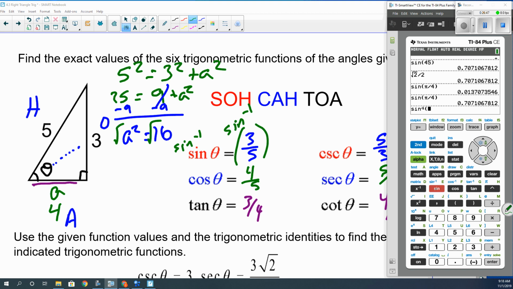So then if I went second and then hit the sine button and then typed in the 3/5, I now know that that angle measurement is 36.8 degrees. If I did the same thing with cosine, inverse cosine, and then typed in its ratio of 4/5, it should give me the same answer, 36.89 degrees. If I did inverse tangent of its ratio, 3/4, I still got the same answer.